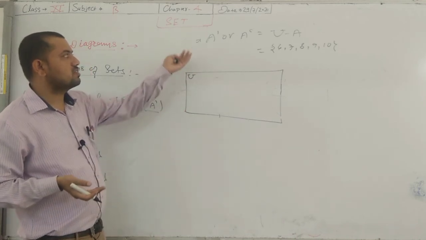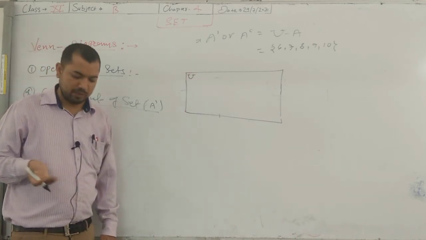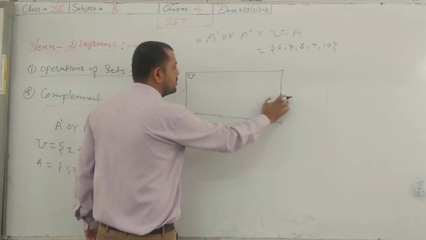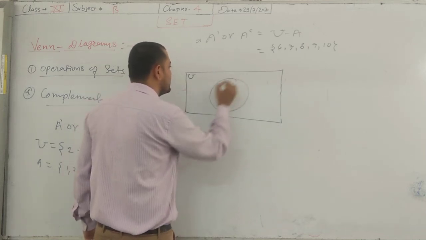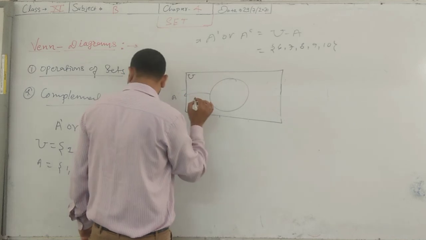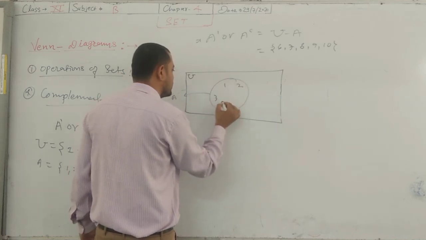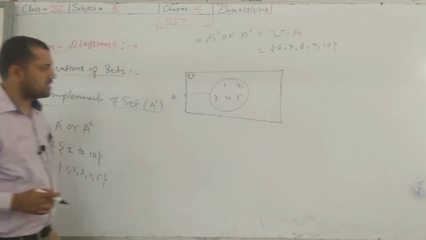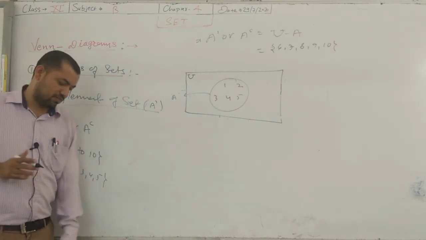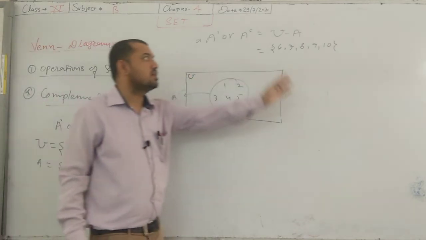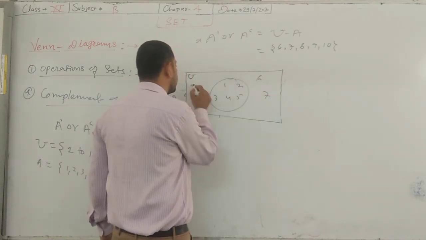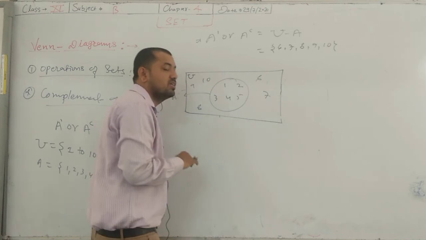U minus A is also known as the complement of a set. For example, the rectangle box is the universal set and there is only one set, set A, containing the elements 1, 2, 3, 4, 5. Our answer is 6, 7, 8, 9, 10, which is part of the universal set.